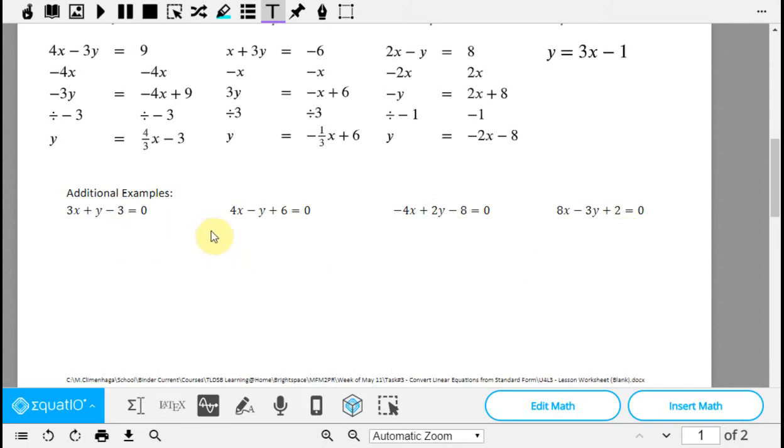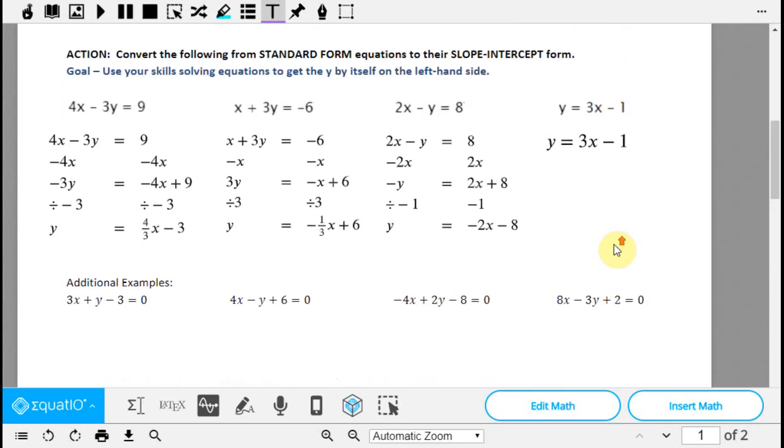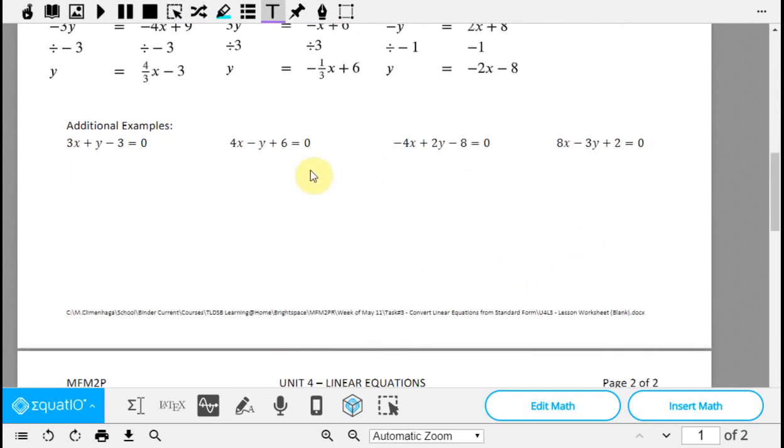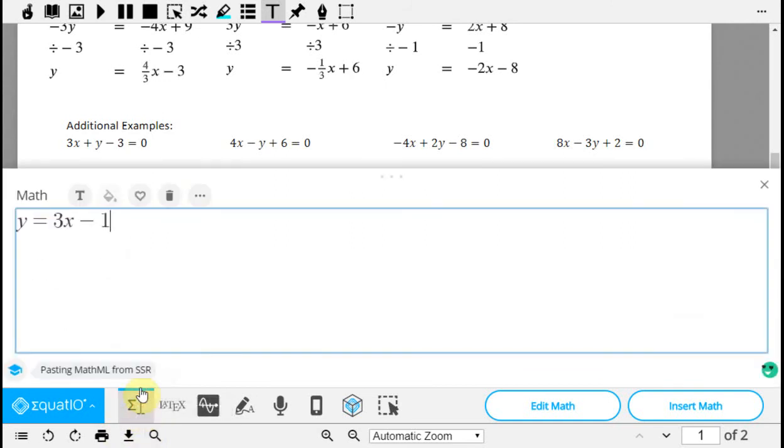Now, here are 3 more examples. Notice in this case, all of the terms are on the left-hand side. There are actually 2 different forms that people will consider standard form. This is one of them up here, and this is the other form that is referred to as standard form. So let's do these examples where we have 3 terms. Same process, there may be some extra steps involved.